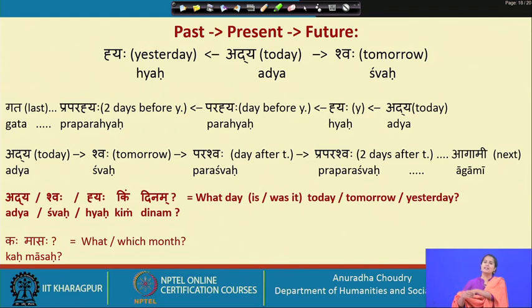So maybe you'd like to say the future ones with me. So adya, shwaha, parashwaha, praparashwaha. Now let's go back. Adya, hyaha, parahyaha, praparahyaha. So did you get that entire thing? And as you can see in the future, we also have agami, which means the next. So if I want to say in the next month, I would say agami mase because I'm using in.